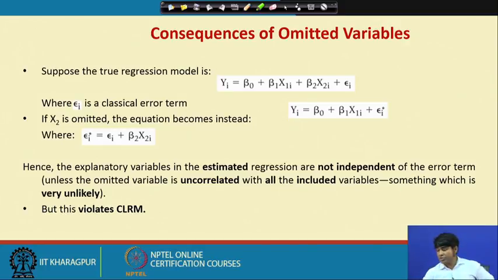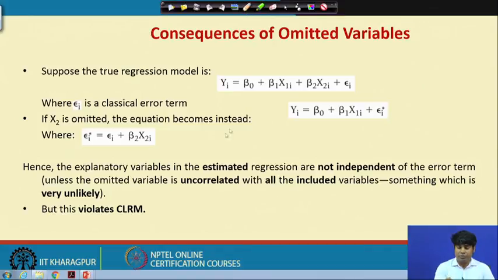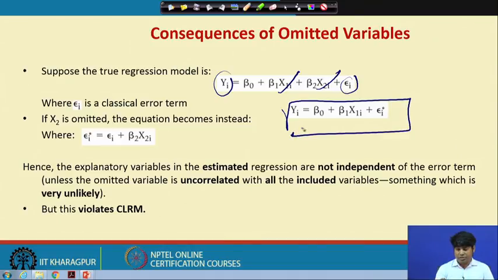So, let us start with the issue that there is no correct specification. We start with a simple regression, which has two independent variables, x1 and x2, the dependent variable y_i, and the error term. Let us assume that x2 is omitted. Then the equation will be reduced to bivariate only, that is y_i equals beta 0 plus beta 1 x1_i.